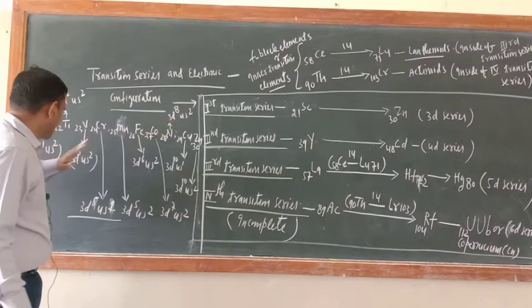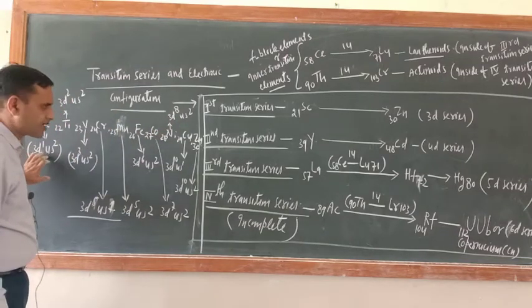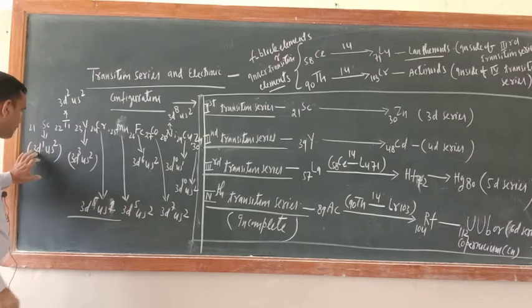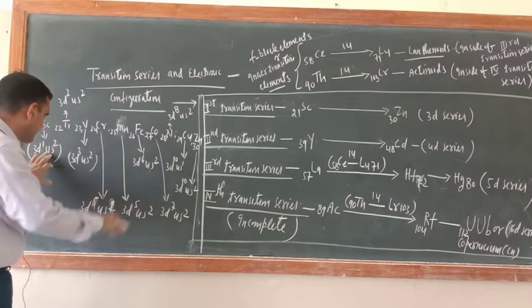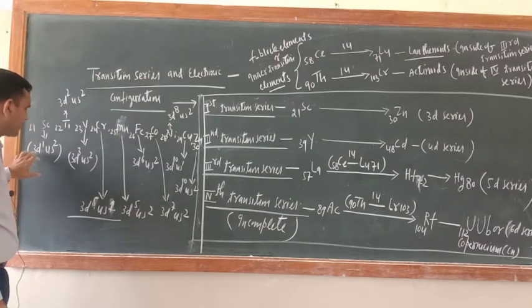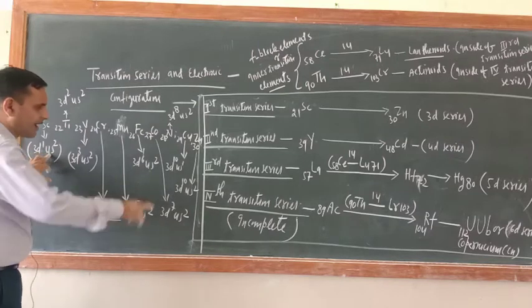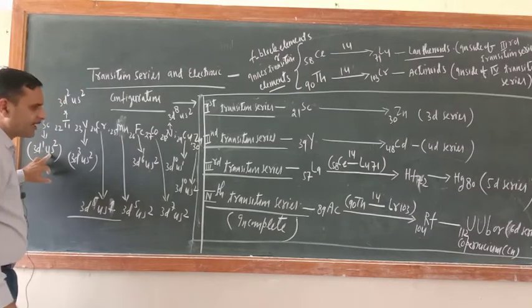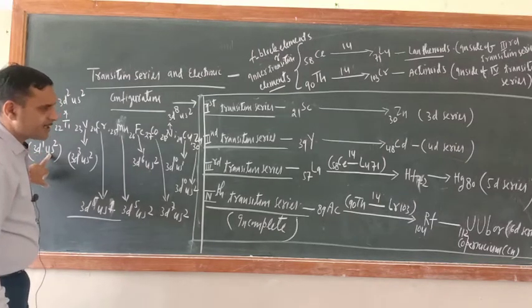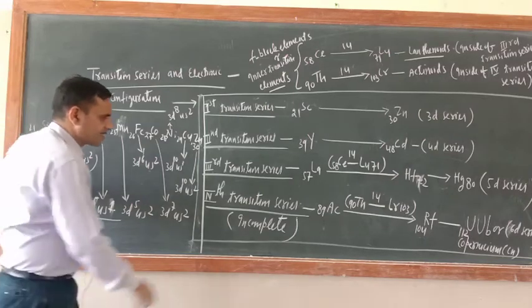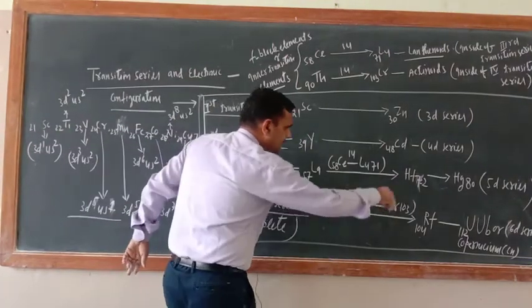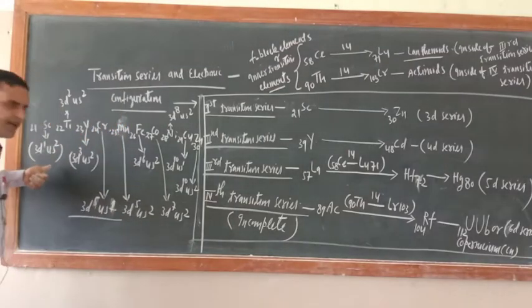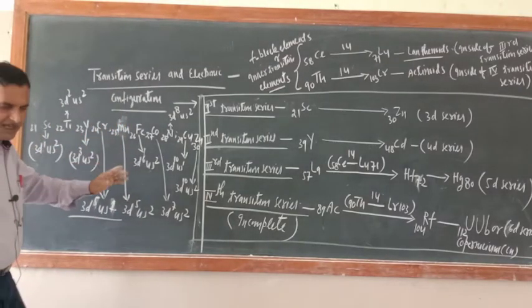For the first transition series, it is 3d 4s. For the second, 4d 5s. For the third, 5d 6s. For the fourth transition series, it will be 6d, known as the 6d series, 6d 7s. So subsequently you can fill in the electronic configuration.